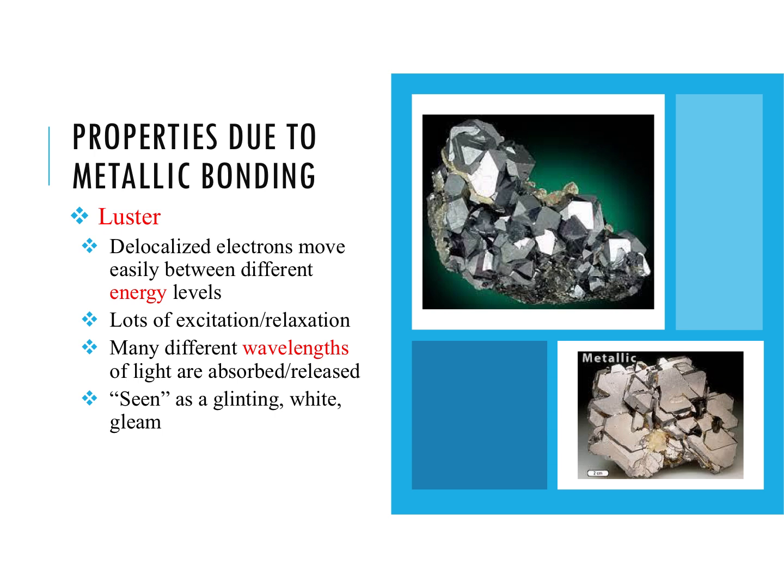Lastly, we get luster, which is like a shininess. Those delocalized electrons are going to move easily between different energy levels. We saw in an earlier unit about electrons jumping to higher energy levels and dropping back down. They jump up, excitation, and relaxation, dropping back down, and we know that's when they give off those wavelengths. Because we have so much movement, many wavelengths of light are being absorbed and released. Released is the part we see. And so it's seen as a gleaming white, a glinting white gleam, which we call luster. And that's it for this lecture.